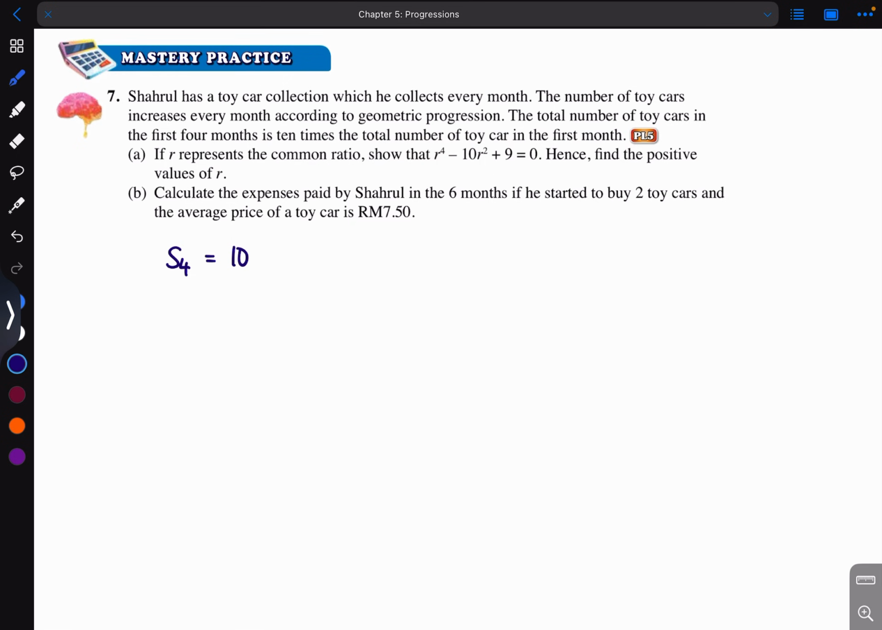Actually here they did not include 2 months. If you calculate the first month, then you won't get the answer. So there's a typo. Okay. So first 2 months means S2. Right.